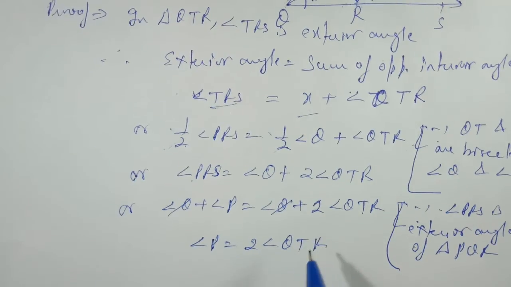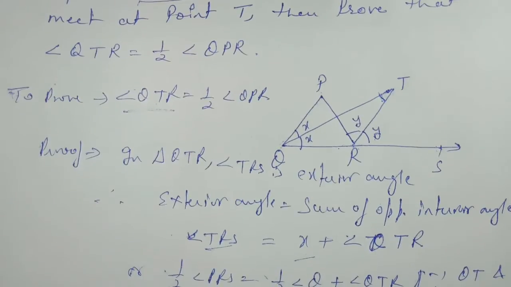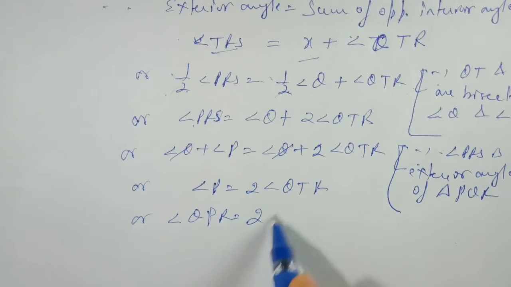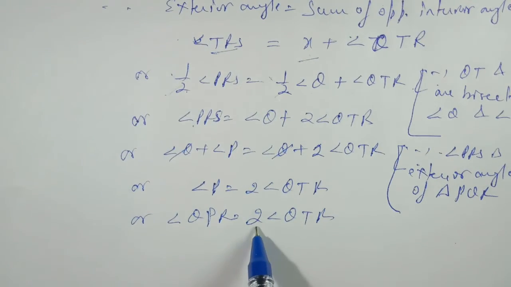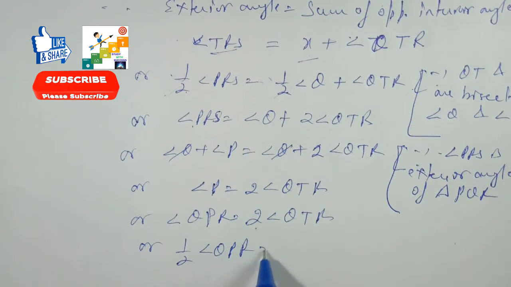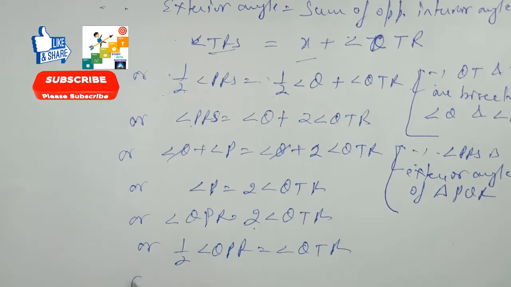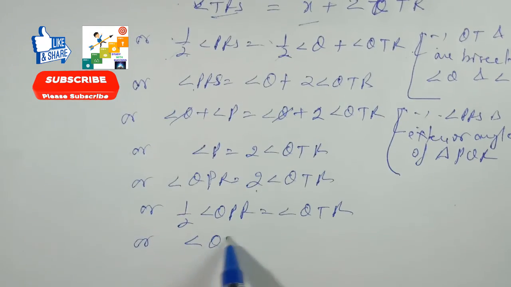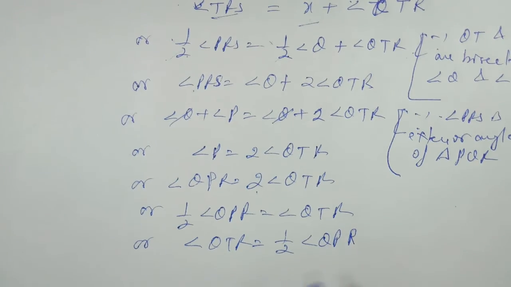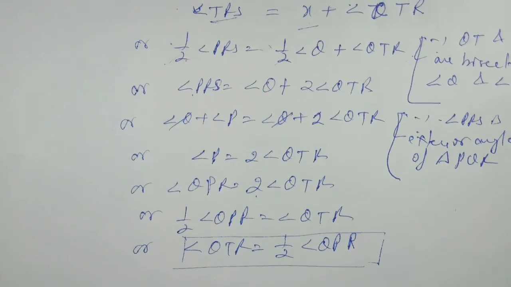Angle P we can write completely as QPR. So in place of angle P, we write the complete angle QPR equal to twice of angle QTR. Move 2 to the other side, so this gives half of angle QPR equal to angle QTR. Write it in the correct form, which is what we have to prove: angle QTR equals half of angle QPR. So this is the condition that we had to prove. This way we can prove it. Thank you.